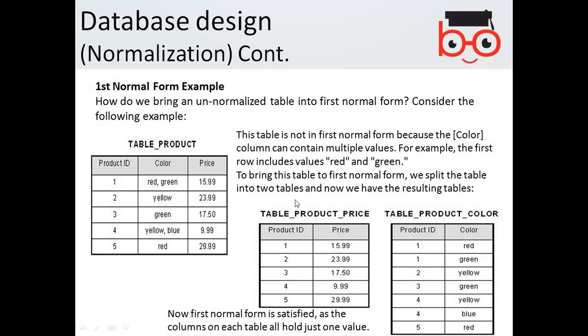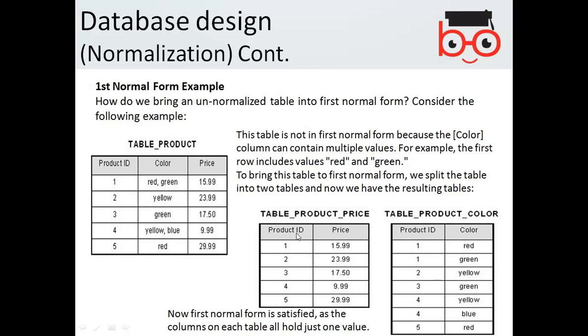So how can you do this? You can really do this by splitting the tables. Let's say here is the table product color. Product ID 1 has red, product ID 1 has green, 2 has yellow, 3 has green, 4 has yellow, 4 has blue.